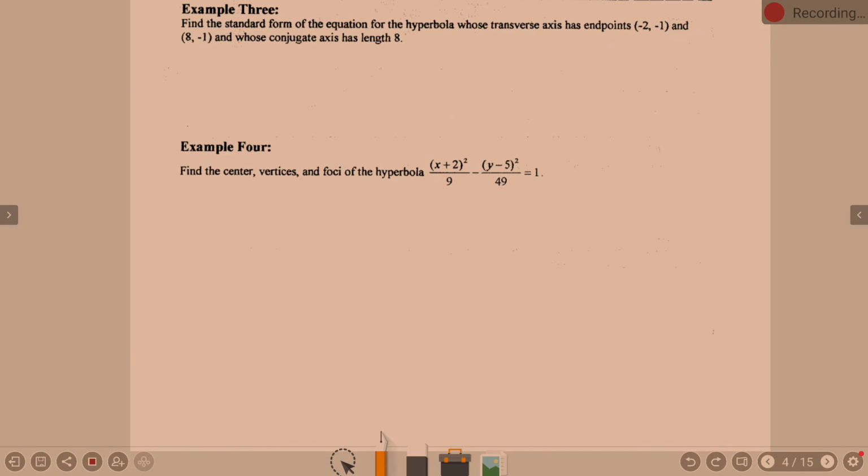Example 3. Find the standard form of the equation for the hyperbola whose transverse axis has endpoints (-2, -1) and (8, -1), and whose conjugate axis has length 8.